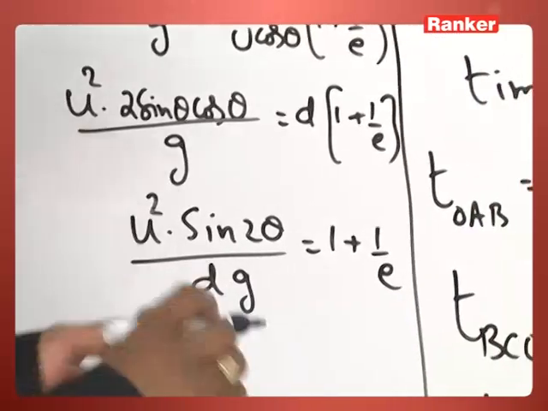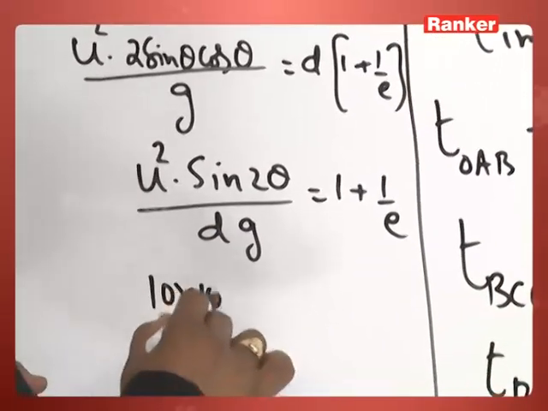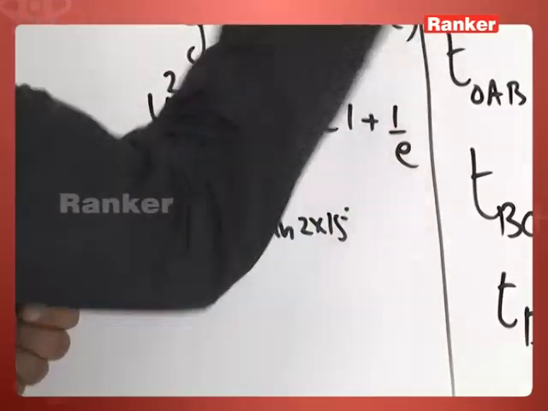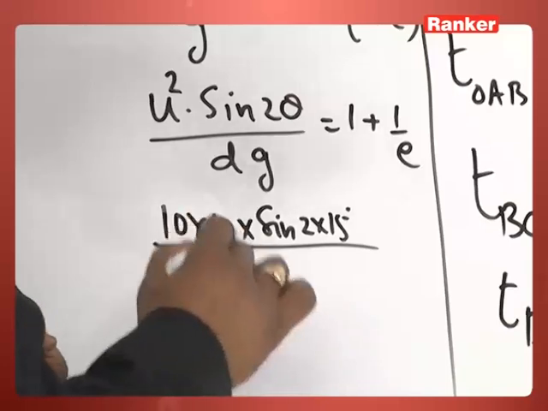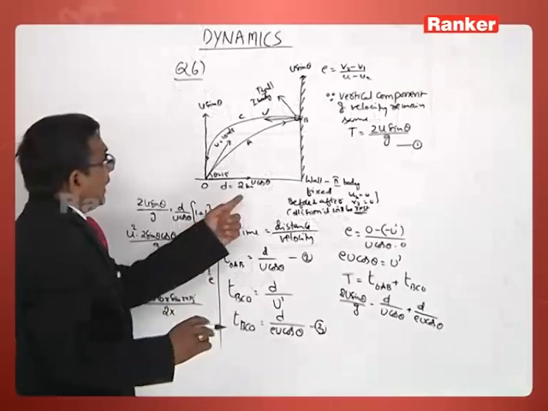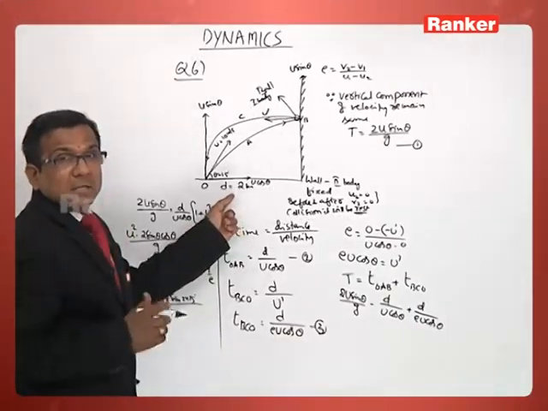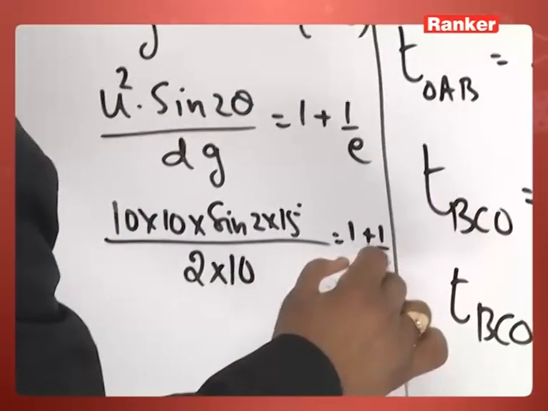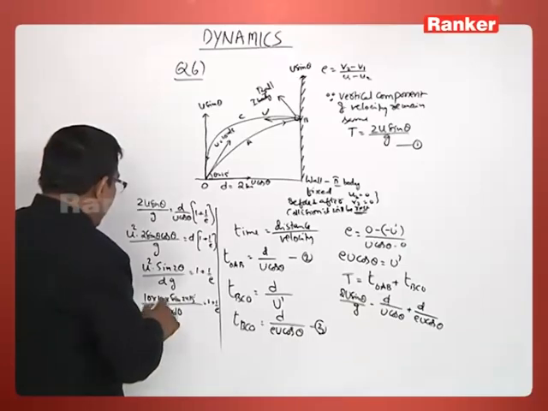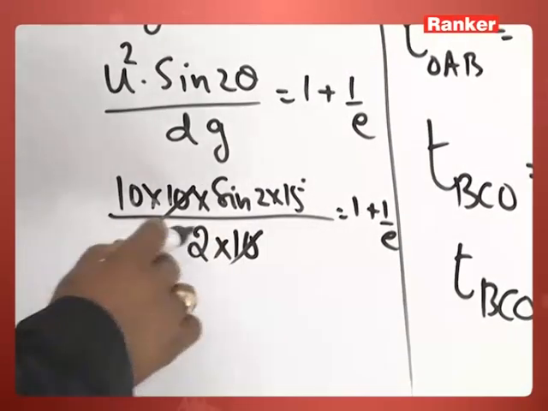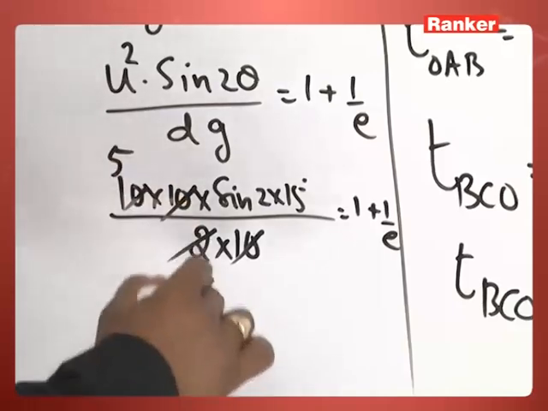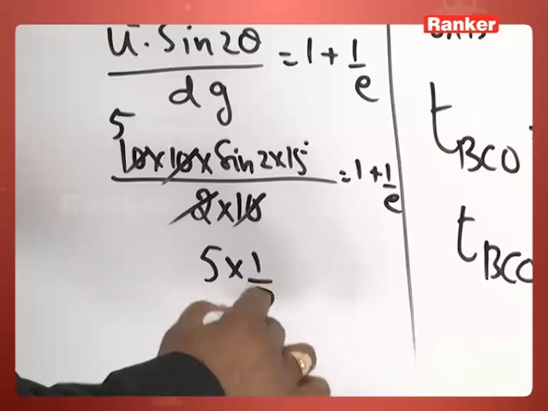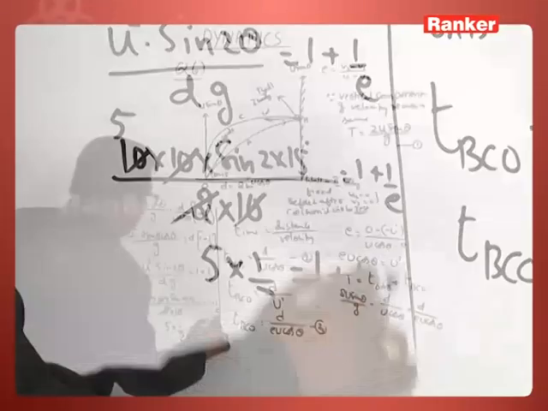What is u given? 10. So 10 into 10 into sin 2θ, sin of 2 into 15 degrees as the angle is given, by d, which was given as 2. It is at a distance of 2 meters, and acceleration due to gravity, if you take it as 10, is equal to 1 plus 1 by E. If you further simplify, 10 and 10 get cancelled. 2 how many times? 5 times. So 5 into sin 30 is what? Half. So half is 1 plus 1 by E.